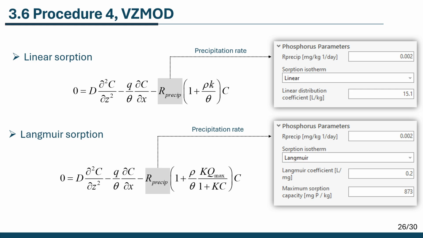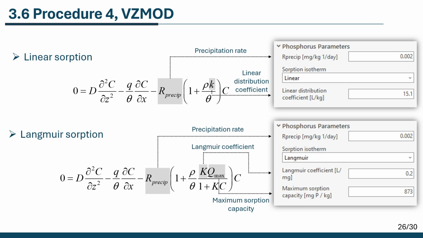Next, you will need to choose the right sorption equation based on the phosphate concentration. If it is 10 mg per liter or less, it is better to use linear sorption. It's this one, linear sorption. For this, you only need one parameter, which is the linear distribution coefficient, like here. And if the phosphorus concentration is higher than 10 mg per liter, then you will need to use the Langmuir sorption equation. In this case, you will need two parameters. That's the Langmuir coefficient and the maximum sorption capacity.